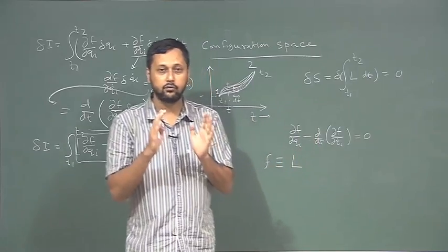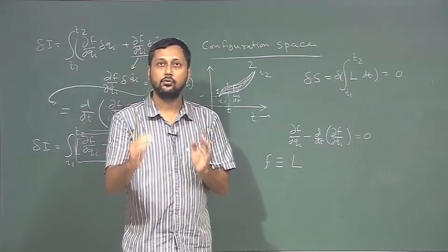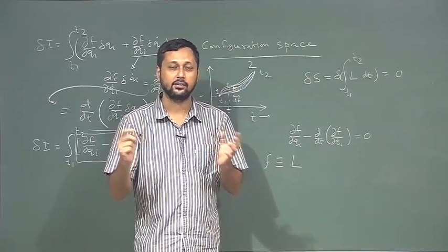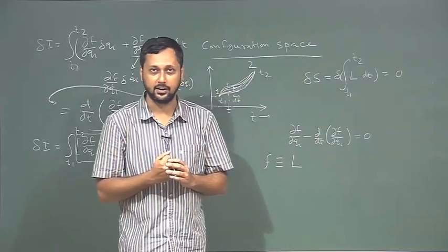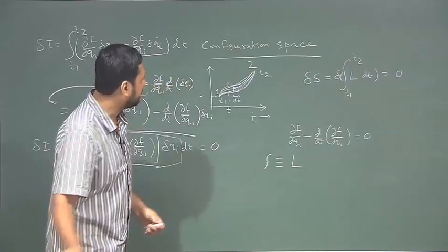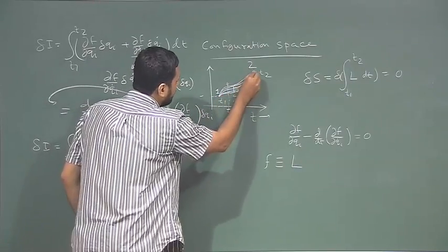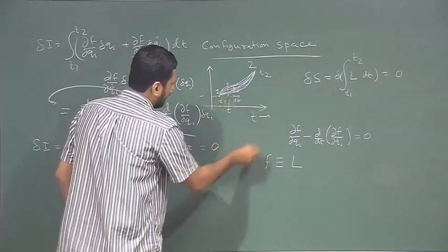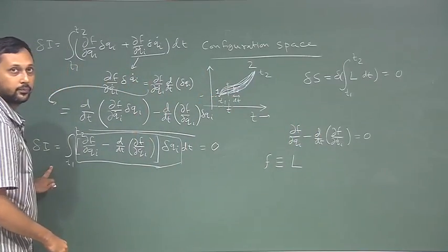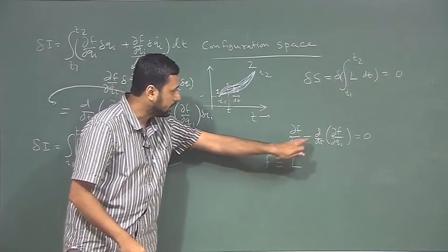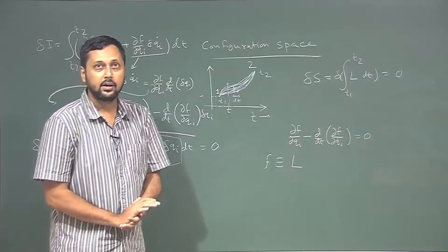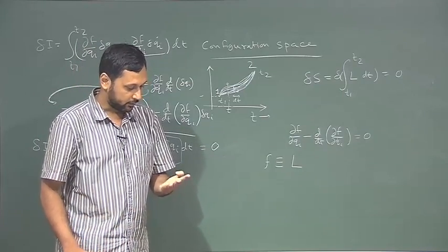So, a system will follow a certain path along which the variation of the action is 0, or rather I would say the action is stationary. That is the most general statement we can make at this point. So, out of so many paths, the system will choose one path along which the variation of this integration is equal to 0, right, and this will lead to an equation of this particular form.